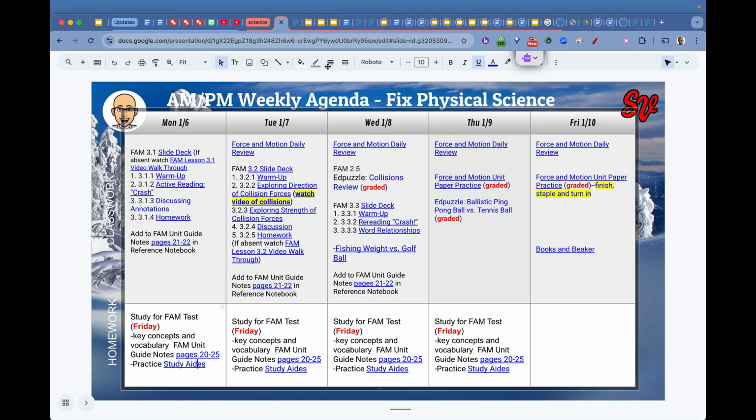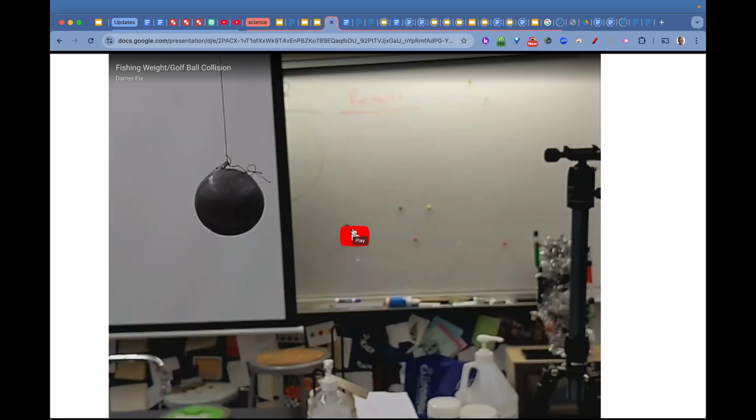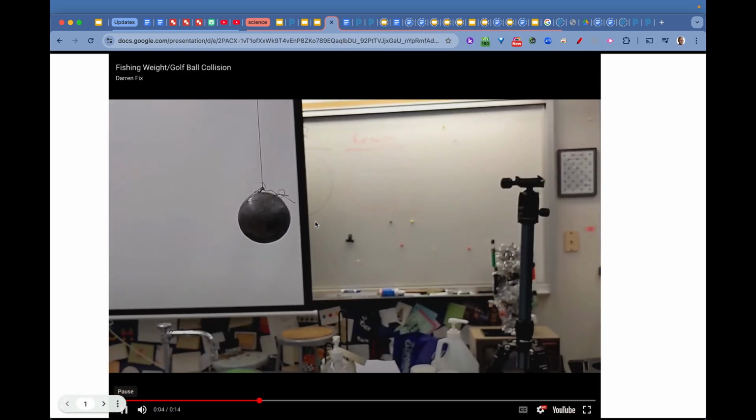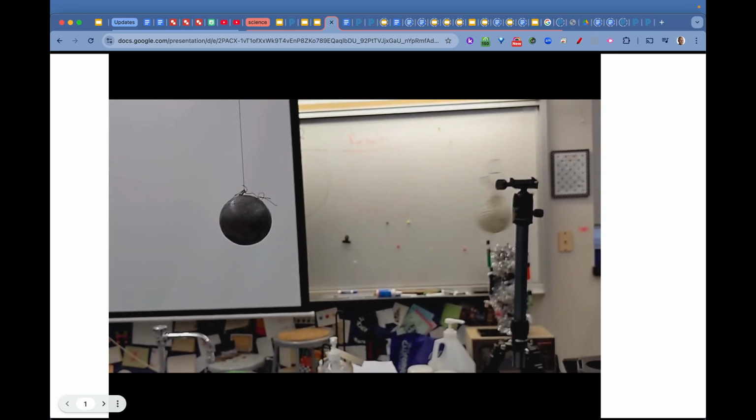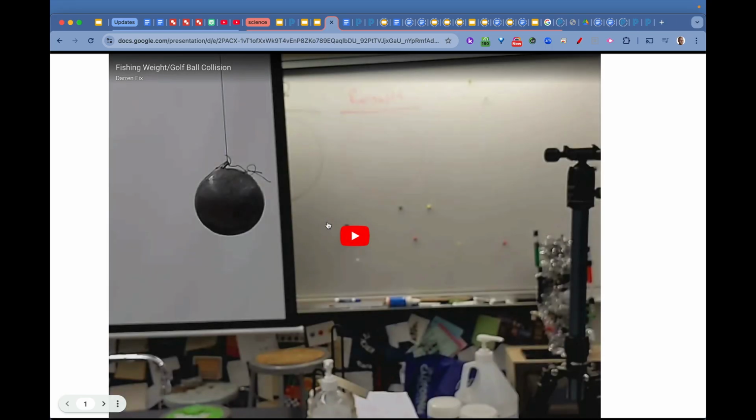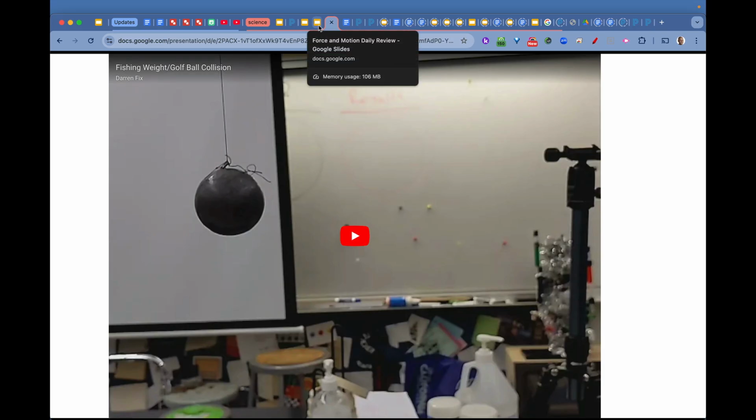We did the fishing weight versus golf ball demonstration, where students in class looked at a fishing weight and a golf ball collide. Based on their masses and their changes in velocity, they determined how mass affects their change in velocity, even though the same strength force is exerted on each object in the opposite direction.